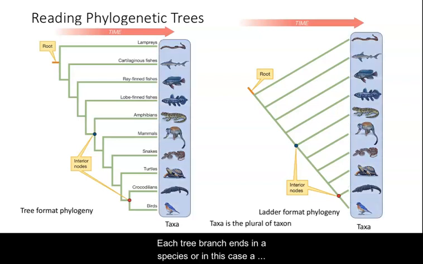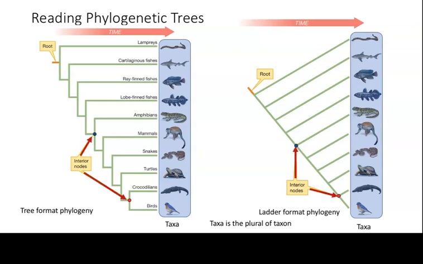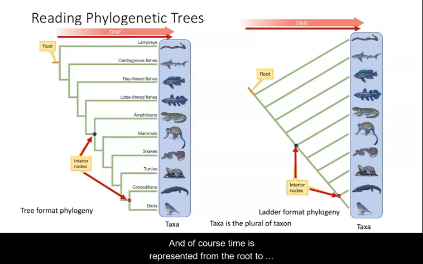Each tree branch ends in a species, or in this case a group of related species, or a taxon. The points where branches split are called nodes, and they indicate a common ancestor of the groups that follow to the right of that node. Here the red dot represents the most recent common ancestor of crocodilians and birds, whereas the blue dot represents the most recent common ancestor of all amphibians, mammals, snakes, turtles, crocodilians, and birds. And of course, time is represented from the root toward the tips of the branches, which in this case is read from left to right.